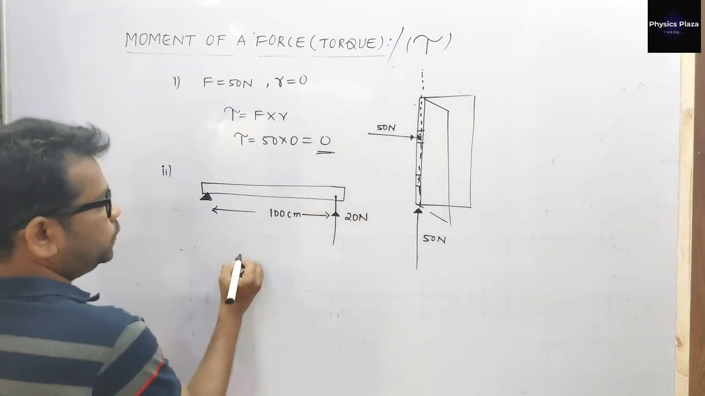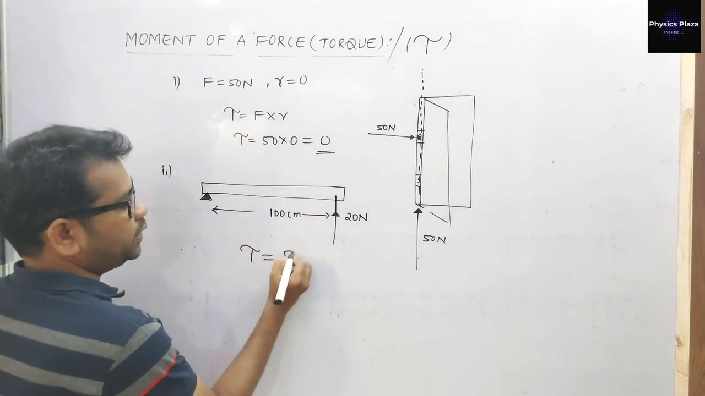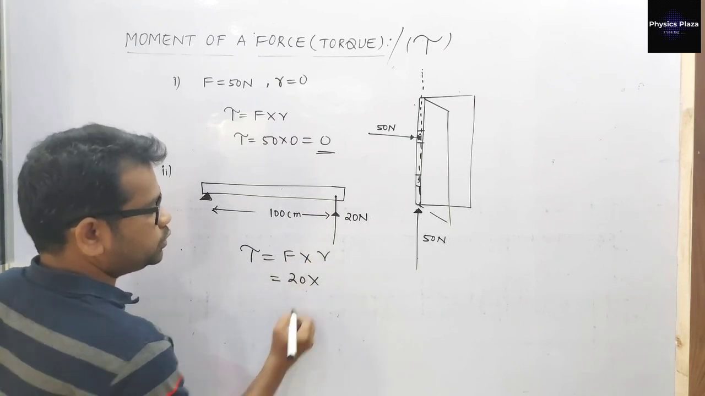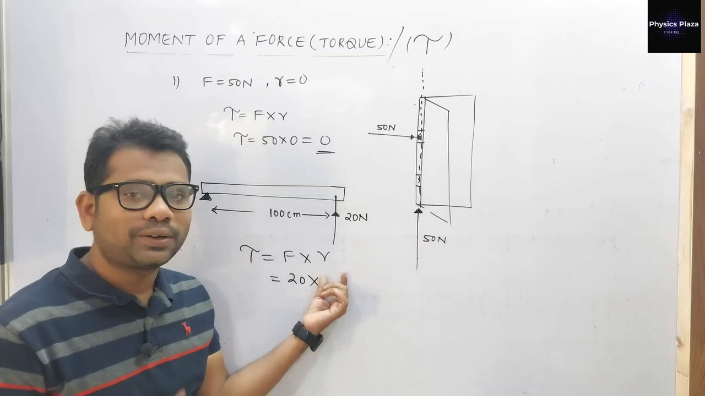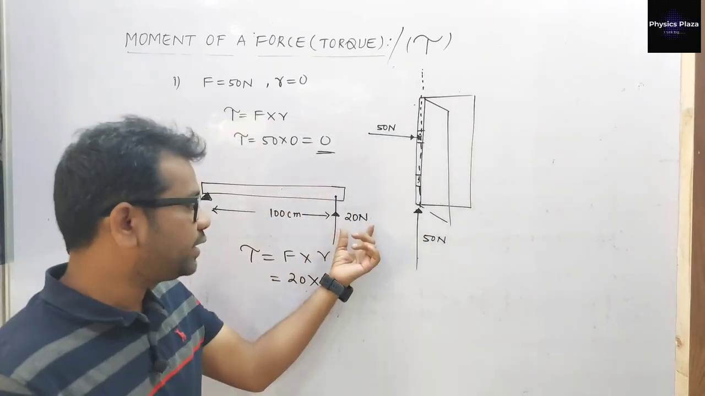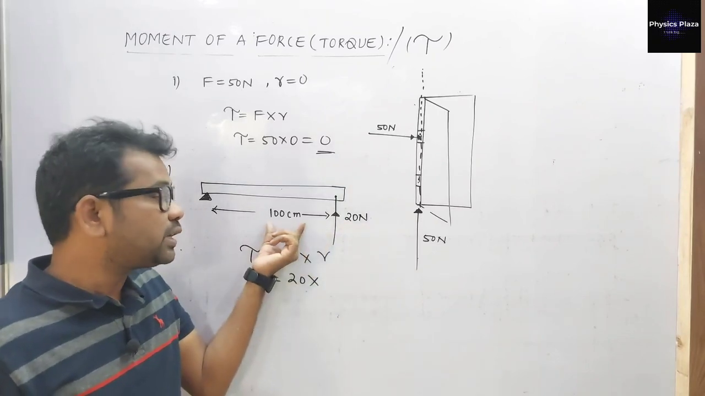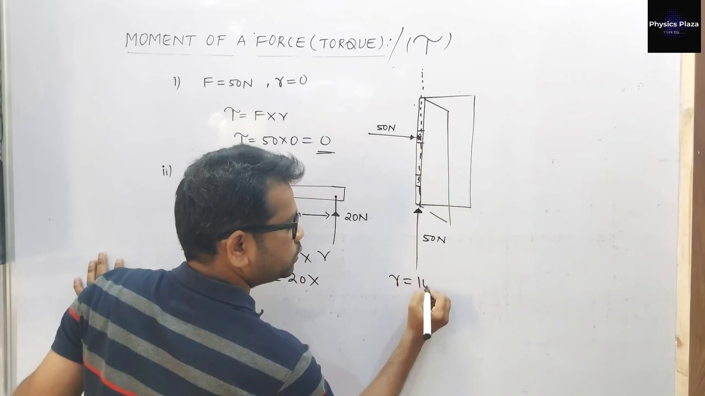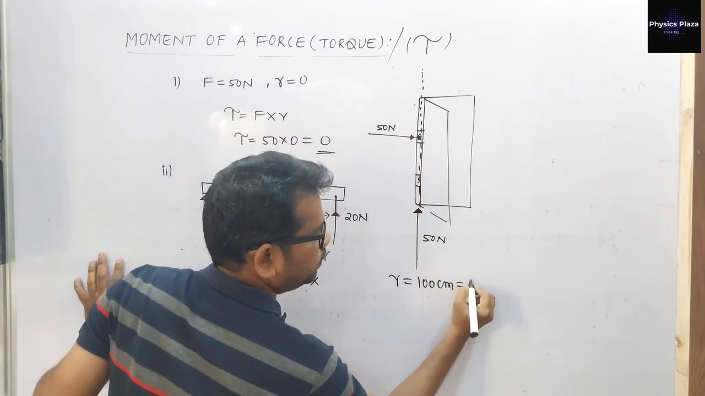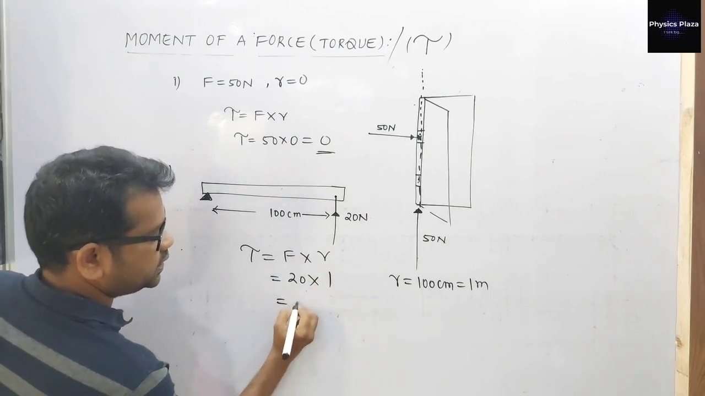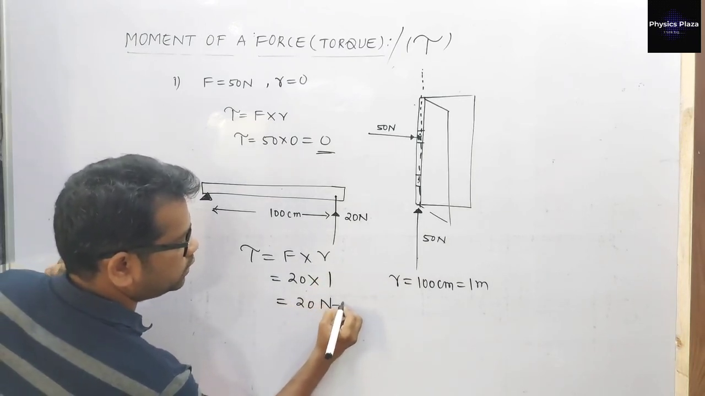Come on. So tau is equal to F into R, and here it is 20 into... Should we substitute 100 here, children? No. We have to check the units, because force is given in the SI system. Here the perpendicular distance is 100 centimeters. You have to convert it into meters. That is, R is equal to 100 centimeters, which is equal to 1 meter. So it can be 1. So this is 20 Newton meter, children.